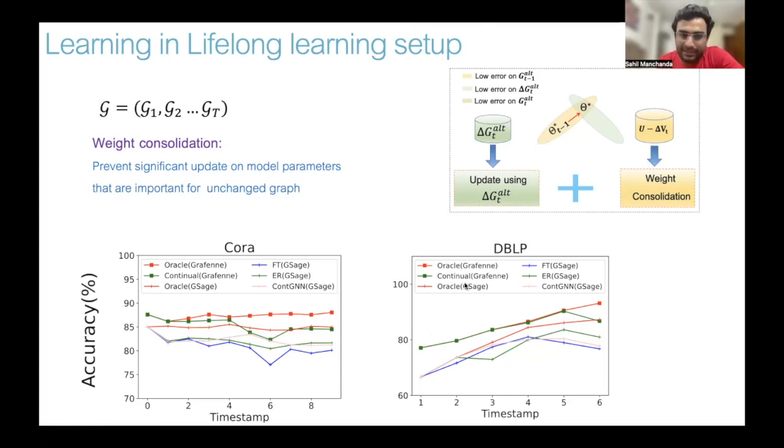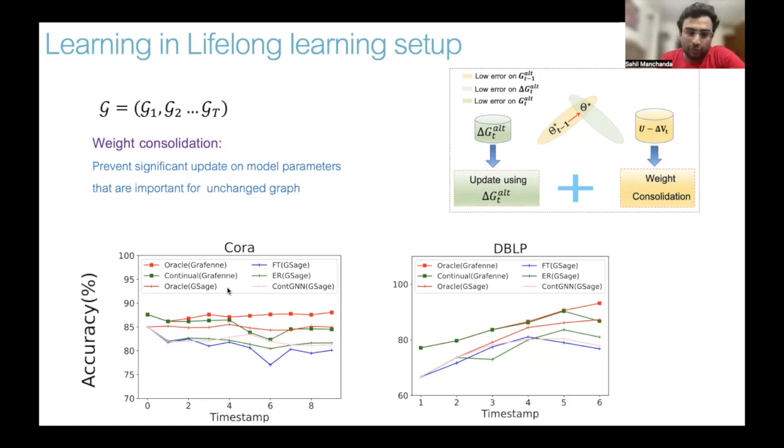But it was able to beat simple baselines like ER, the experience replay baseline. FT is fine tuning, where if you update only, let's say 5 nodes, you update the parameters of the model using only 5 nodes. This leads to a problem called catastrophic forgetting, which is very common in lifelong learning: if you learn something new, you forget the past.